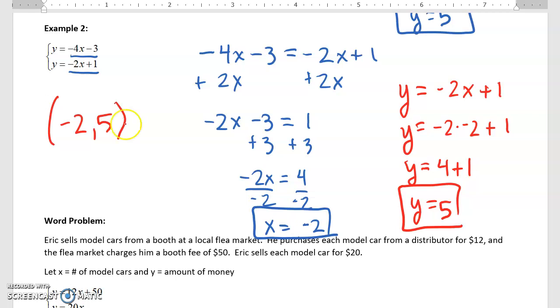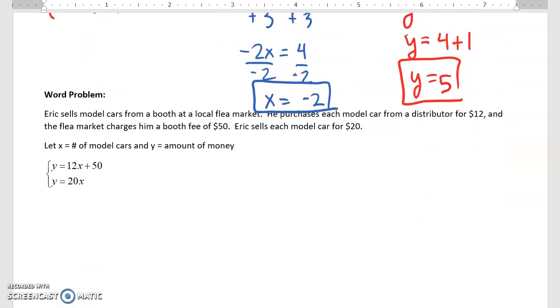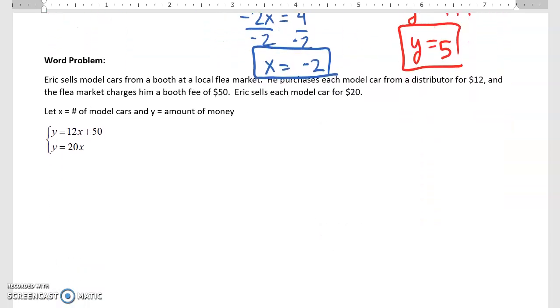So now what I want to do is take a look at a word problem where we've only been able to estimate the answer, and now we're going to get the exact answers. And this is something we're going to pick up and start in class next week. So Eric sells model cars. Do we remember Eric? Maybe you do, maybe you don't. Eric sells model cars at a local flea market. He purchases them from a distributor for $12, and he has to pay his booth fee of $50. He's selling the model cars for $20.